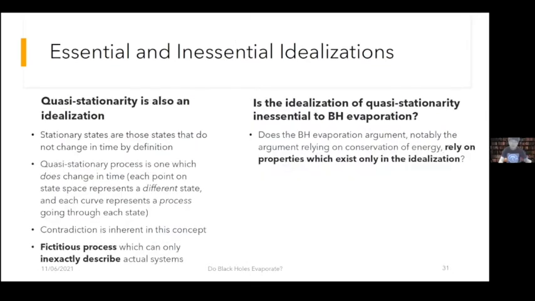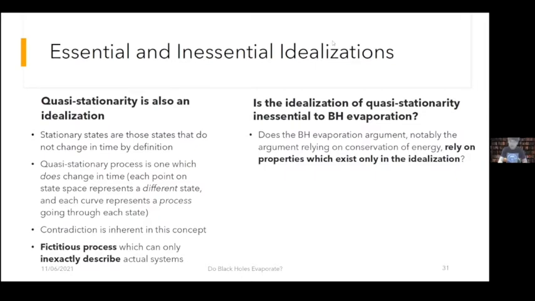Similarly, going back to the original question, quasi-stationarity is also an idealization. Stationary states are those that do not change in time by definition. The metrics are by definition time independent. A quasi-stationary process is one which does change over time in the time-like direction. So a contradiction is inherent in this concept, and it's a fictitious process as a result that only inexactly describes actual systems. Now the question, returning to black hole evaporation: is quasi-stationarity essential to the argument for black hole evaporation?